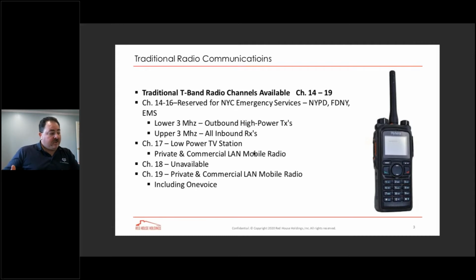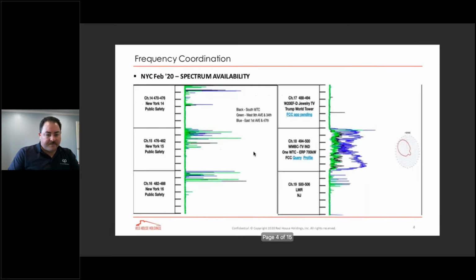So on the scan, you'll see it looks like there might be some clean spectrum, but as we all know, that's a moving target. Channel 17 includes a lower power TV station and also includes some private and commercial land mobile radio. Channel 18 is just unavailable because it's completely full, as well as channel 19, which is private and commercial land mobile radio as well, including the One Voice Consortium.